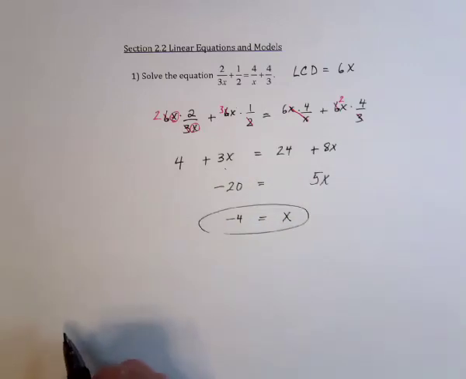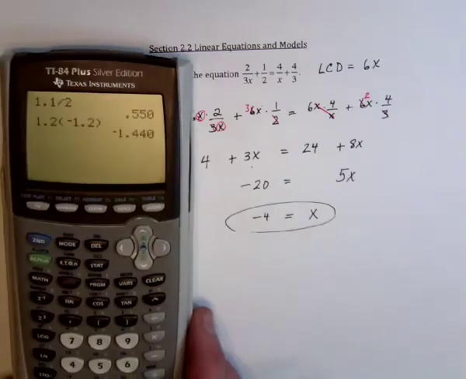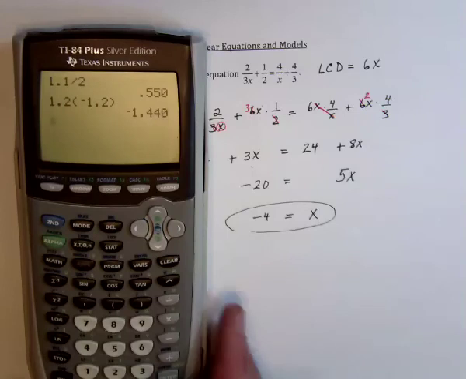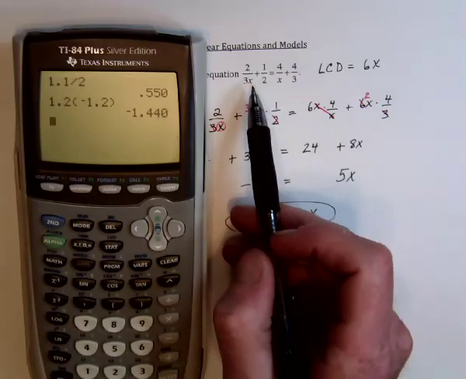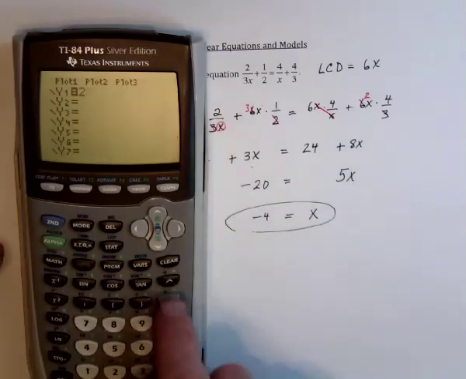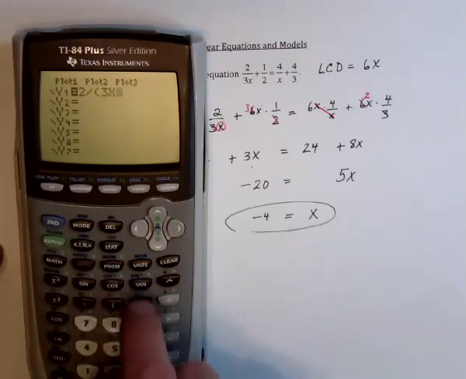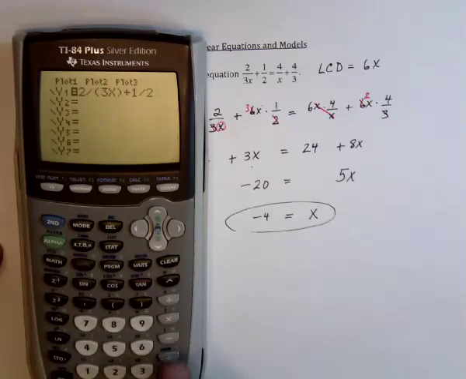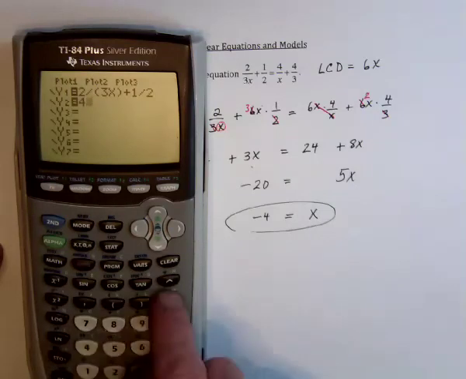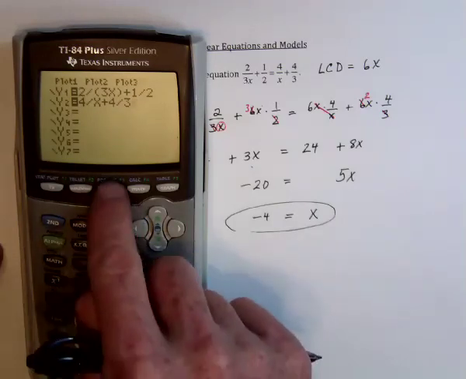Now with rational equations, you should always check your answer one way or another. I'm going to use a graphing calculator to check. So I go and graph this as one function, so y equals, the left-hand side has 2 divided by, and for a 3x I need to use parentheses, and plus 1/2. And for y number 2, that's going to be the other side, which said 4 divided by x plus 4 divided by 3.